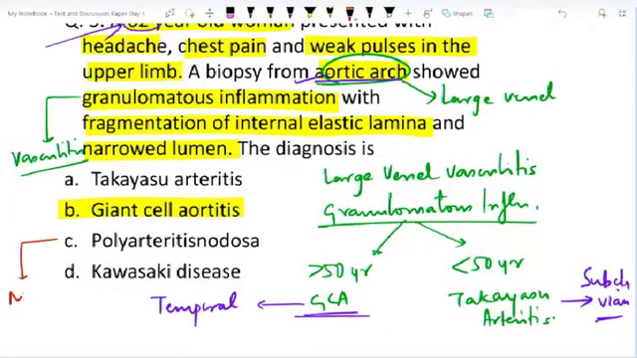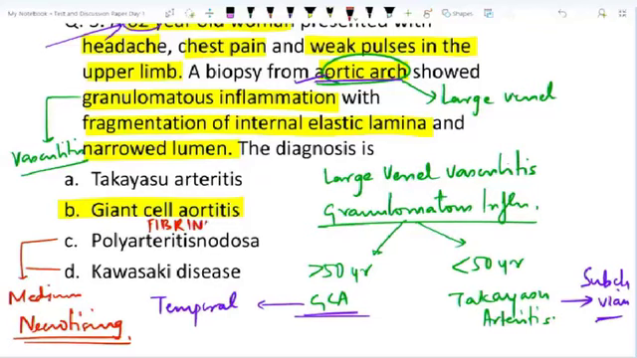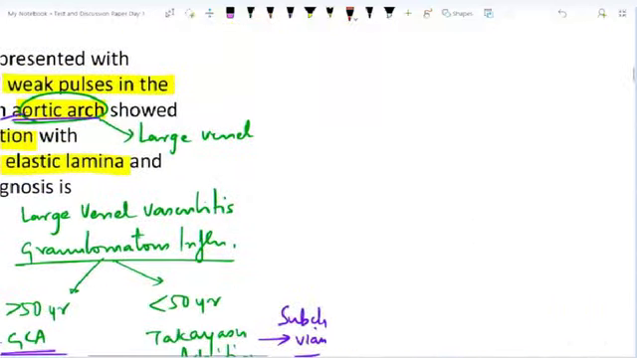Polyarteritis nodosa is a medium vessel vasculitis. So is Kawasaki. Both of them are necrotizing arteritis. Fibrinoid necrosis is the kind of necrosis that you see here. And what are the two important points about their distribution that you should remember? About PAN, what are the points you should remember?